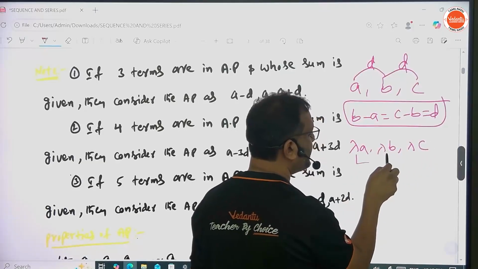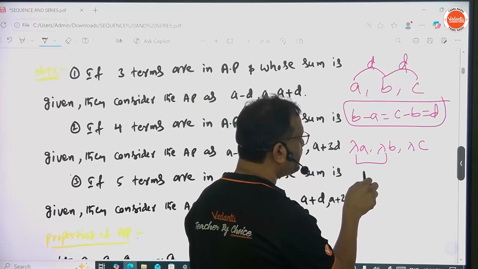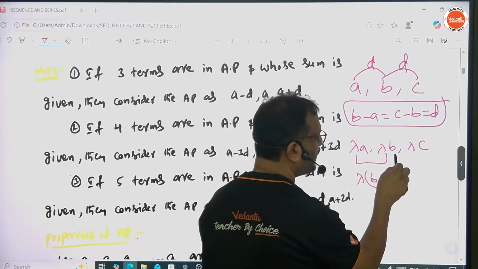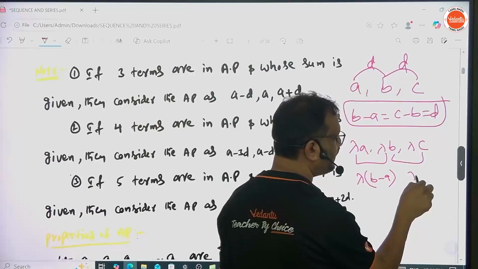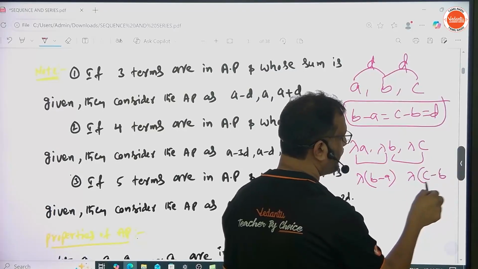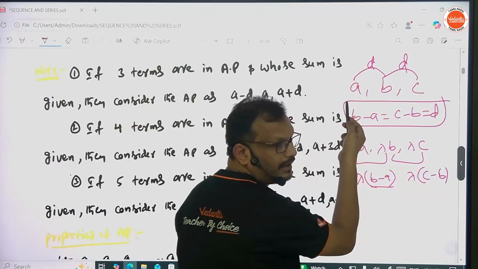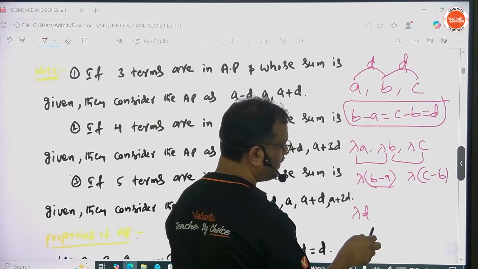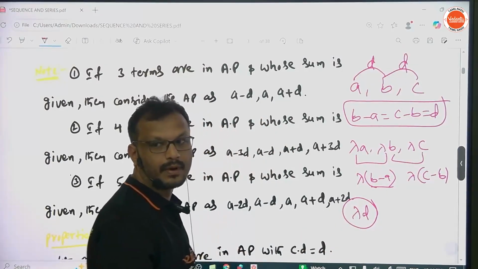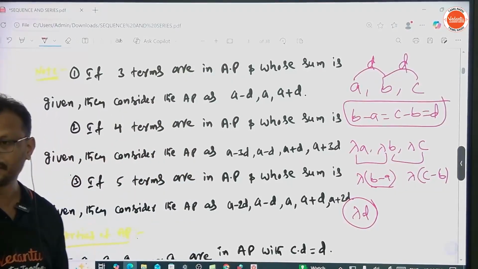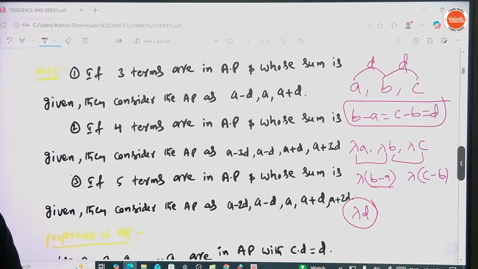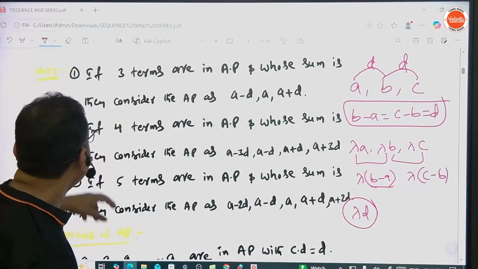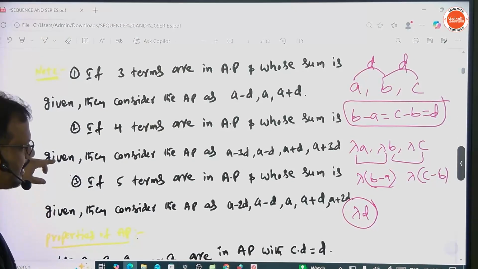Now just see the difference between these two. That is lambda times of B minus A, and the difference between these two is lambda times of C minus B. But what is B minus A here? D. So the common difference will become lambda D. So when you multiply, the common difference will change. Otherwise the common difference is the same. When you add or subtract, the common difference will be the same.